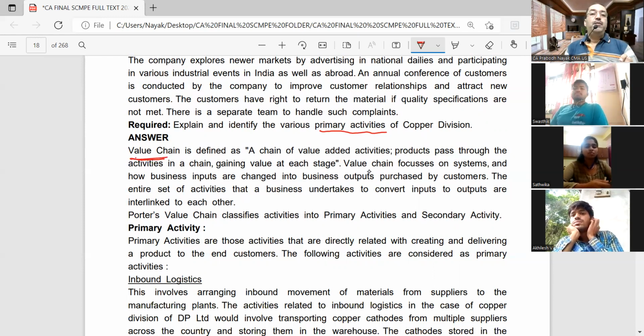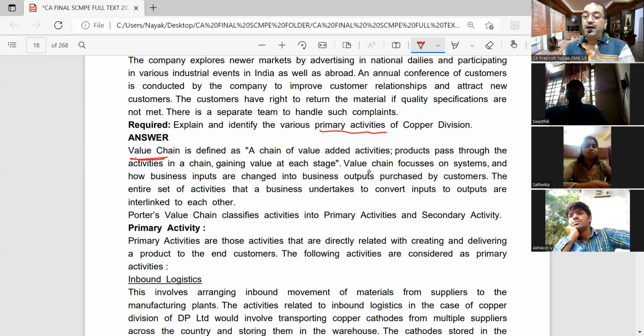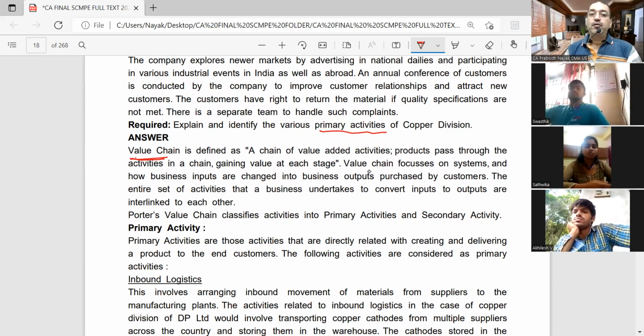So your first job will be to write what is value chain. Don't attack the answer straight away. 20 marks if it is primary and secondary. 10 marks if it is only primary. So by just writing those 5 points, you are not getting 10 marks. What you have to write to get 10 marks?